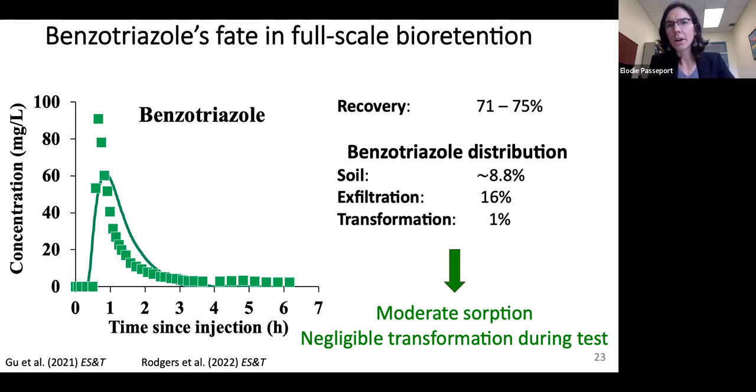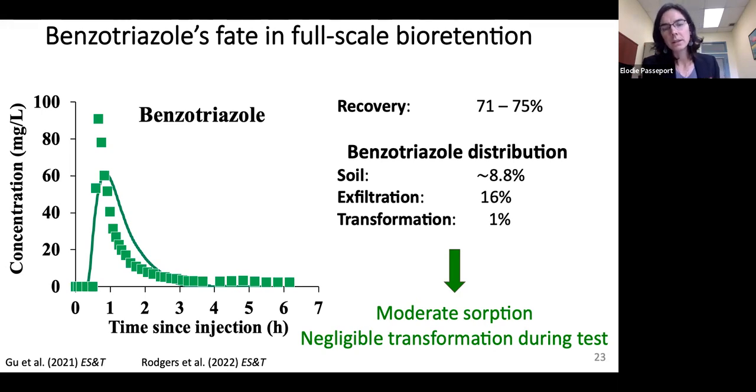So that means that the water went below the bioretention cell towards the groundwater, and then 1% transformed. As expected from our lab experiment, we did have some but moderate absorption of benzotriazole, and during the tracer test, our model suggests negligible transformation.